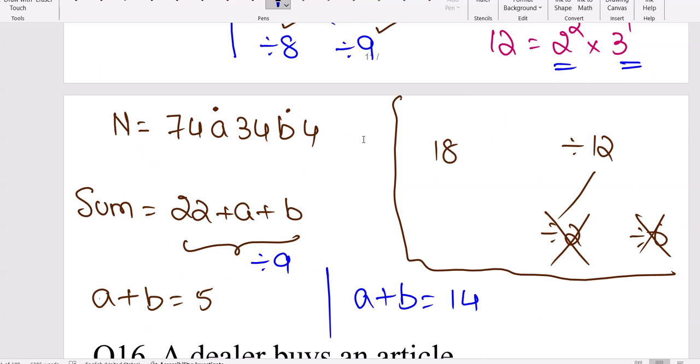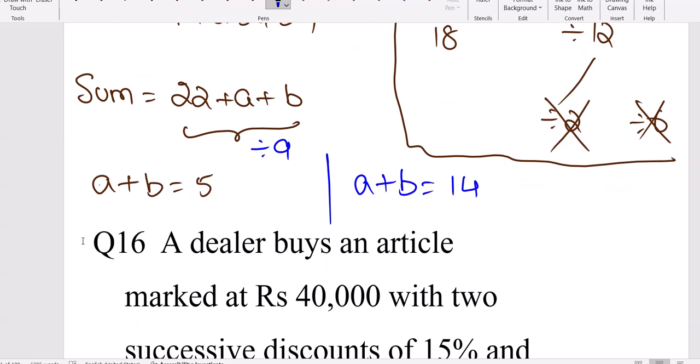Yep, fine. But listen, our journey is not completed. What did you check? Divisibility by 9 only, you people checked. But there is one more thing: divisibility by 8. Some people in a hurry will stop here. Sir, I got A plus B 5, A plus B 14, they ask the least value, 5 is available in the options, I'll mark it. Maybe sometimes it may be okay. But there is one more thing: divisibility by 8 also we have to check. What is the divisibility by 8 rule?